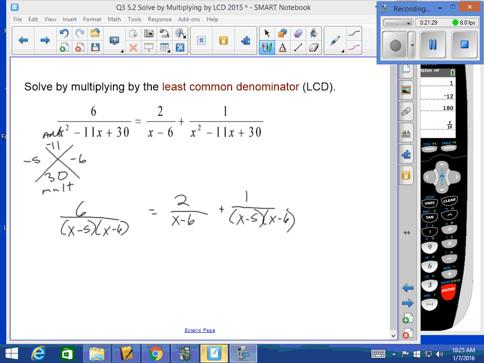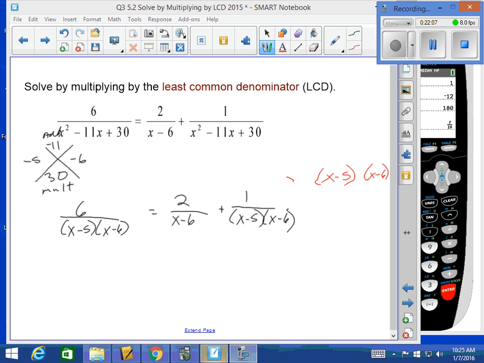So once I have them all in factored format, I now need to identify what the least common denominator would have been. So you basically use your factors that you see. So I see an x minus 5, x minus 5. So my least common denominator would have an x minus 5. Here I see an x minus 6, x minus 6, x minus 6. So I have to use an x minus 6. And then there are no other factors listed on the denominator that I haven't already accounted for. So I have identified what my least common denominator would be.